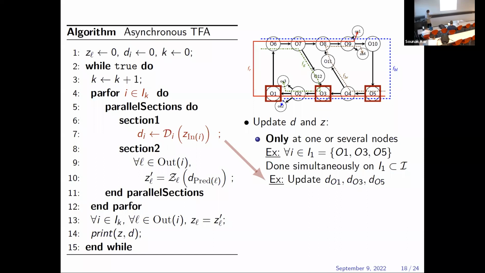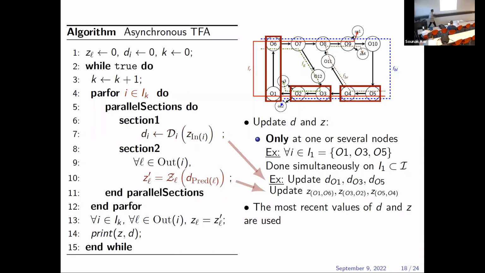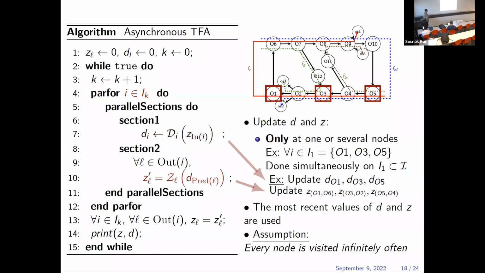Here I choose the subset of nodes o1, o3, and o5. And then I compute the delay and the burstiness in two parallel sections. So this is a parallelized and non-deterministic algorithm. What we see is that each time we use the most recent values of D and Z. Of course, as we see just a part of the network, we need to visit all nodes often enough to ensure that we will have a convergence if the convergence exists.